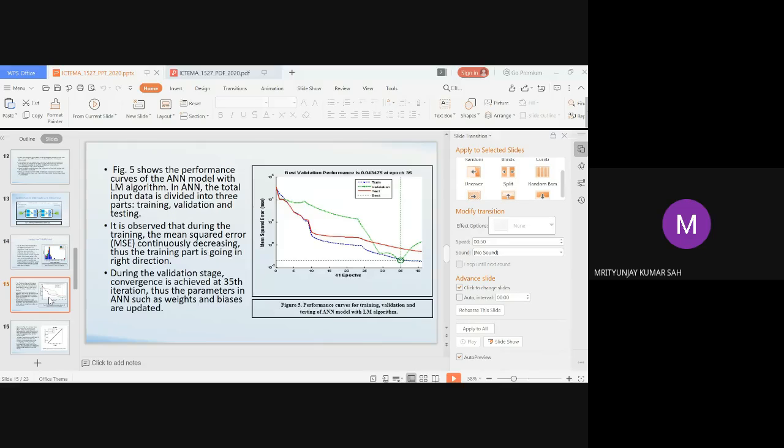And this is figure five, which is also the analysis portion. Figure five is the performance curve for training, validation, and testing of the artificial neural network, abbreviated as ANN, model with the LM algorithm, which is again an abbreviation. Here is the mean squared error, and that is at 41 epochs.